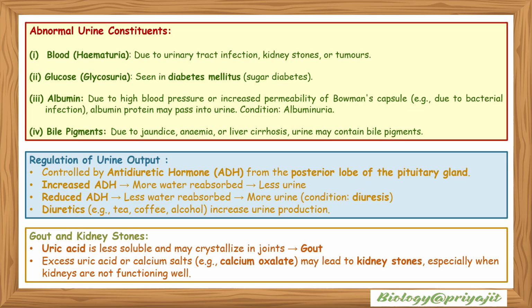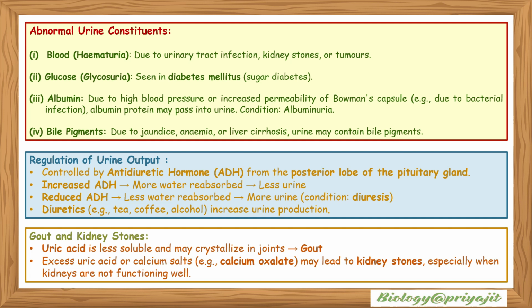Abnormal urine constituents. Blood, or hematuria, due to urinary tract infection, kidney stones or tumors, causes hematuria. Glucose, or glycosuria, is seen in diabetes mellitus, that is sugar diabetes. Albumin: due to high blood sugar or increased permeability of Bowman's capsule due to bacterial infection, albumin protein may pass into urine. That condition is called albuminuria. Bile pigments: due to jaundice, anemia or liver cirrhosis, urine may contain bile pigments.